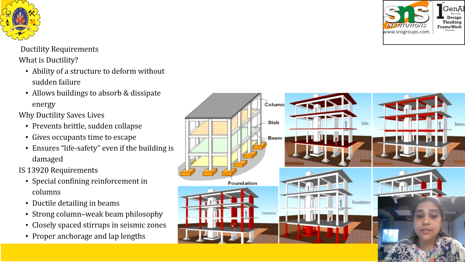IS 13920 explains ductile detailing very elaborately. India's code mandatorily requires special confining requirements in columns, and ductile detailing in beams. The strong column, weak beam philosophy is needed, closely spaced stirrups are very important in seismic zones, and proper anchorage and lap length are very important. Ductile detailing transforms a building from collapse prone to earthquake resistant.